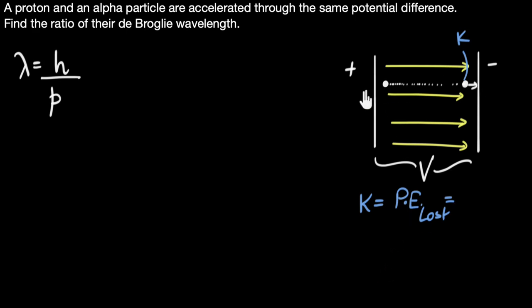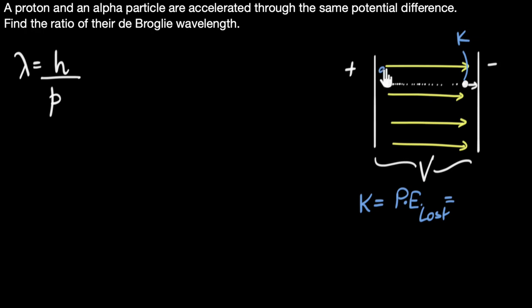And so what is the potential energy lost? Well, potential difference literally tells you how much is the potential energy lost per coulomb. So if this was 1 coulomb, the potential energy lost is V. If this was 2 coulombs, the potential energy lost would be 2V. Make sense? So this is a number that tells you how much is the potential energy lost for 1 coulomb.